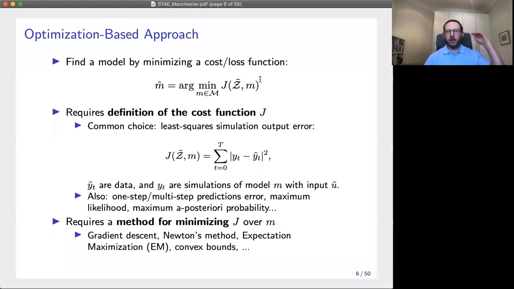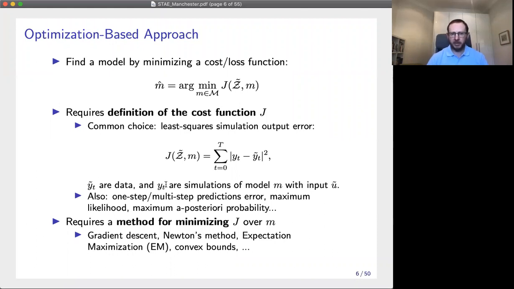So in order to apply this approach, you need to add 2 extra ingredients, as well as we've got the data set, we've got the model set. We need to define the cost function. So the cost function should somehow measure how well does the model do at matching the data set. There are several possible choices here. Perhaps the most basic and probably most widely used is just the least squares error in the simulated output. So here, y tilde represents the data set, so the recorded data of the outputs, and y without the tilde represents the simulations from our model. And you just square the differences and add them up.